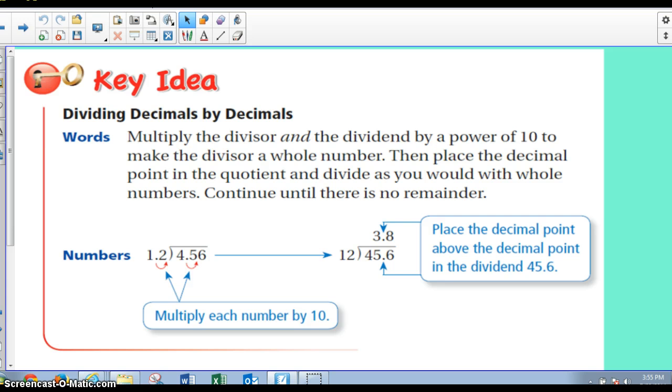The next part we're going to look at is dividing decimals by decimals. Here you multiply the divisor and the dividend by a power of 10 to make the divisor a whole number. Then place the decimal point in the quotient and divide as you would with whole numbers. Continue until there's no remainder. This sounds confusing. It is a little bit. So if you would just write your notes and we'll refer back to them, then come back when you're done.